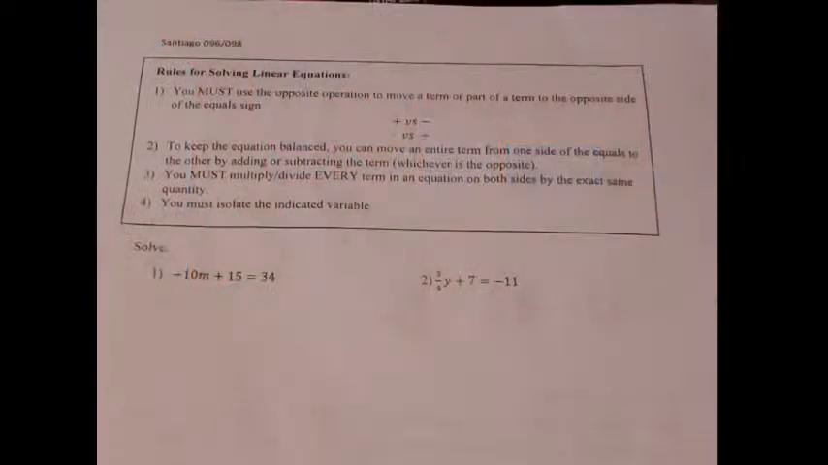Okay? Let's look at our last rule. Rule number 4, you must isolate the indicated variable. If I want you to solve for x, you got to get x by itself. If I want you to solve for m, you have to get m by itself. That's what that means. All right, let's try this out.